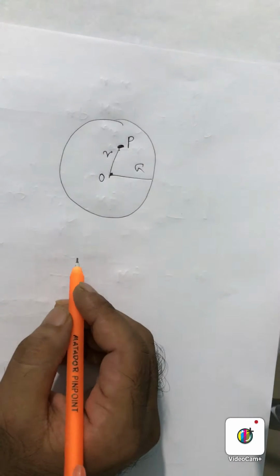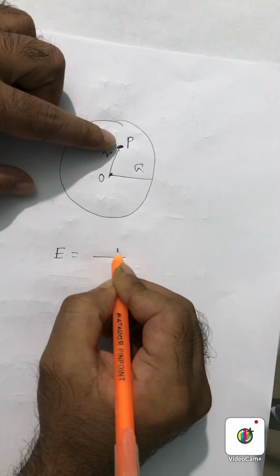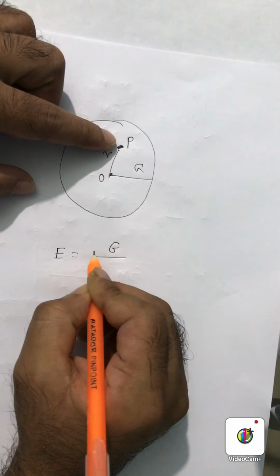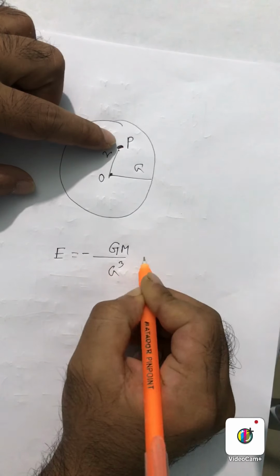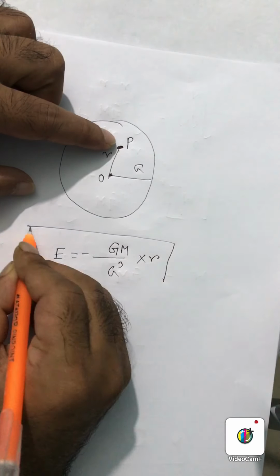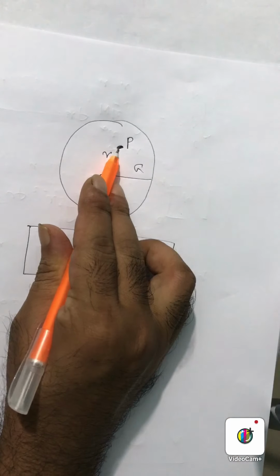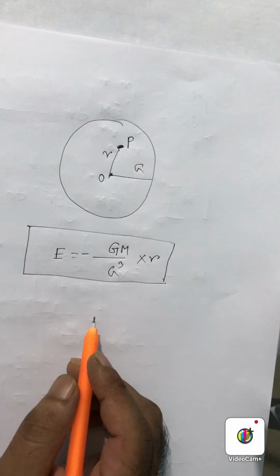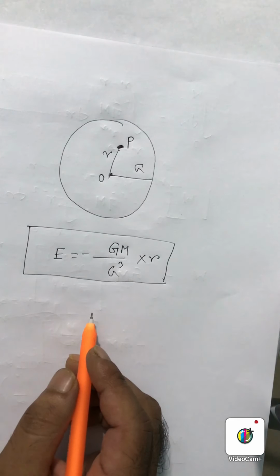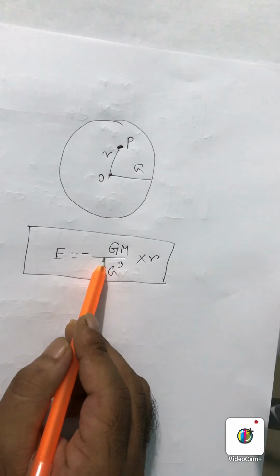Which formula do we use to calculate the gravitational field intensity at point P? At point P, E is equal to minus GM divided by a cubed, into small r. By using this formula, we calculate the gravitational field intensity at any point inside the solid sphere.